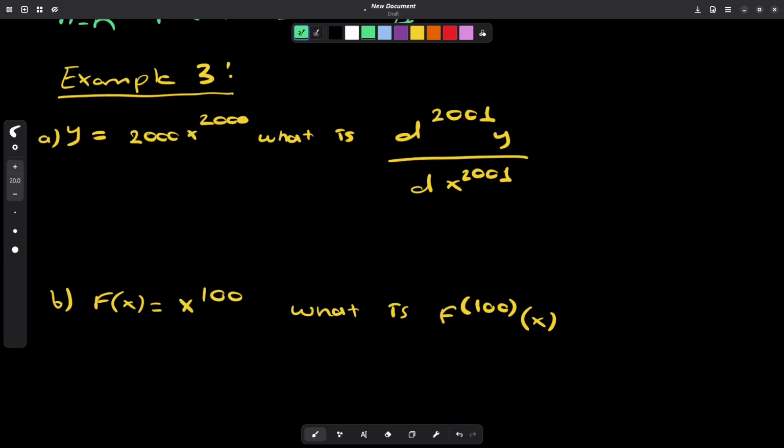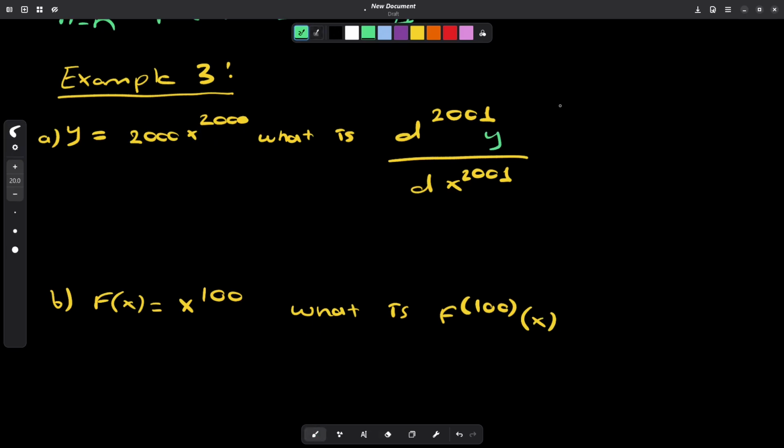A really huge derivative example. Of course, we will not try to differentiate this 2001 times. That would take our life. What else can we do? First of all, we need to think it like this. The power is 2000, and the derivative we need is 2001st.